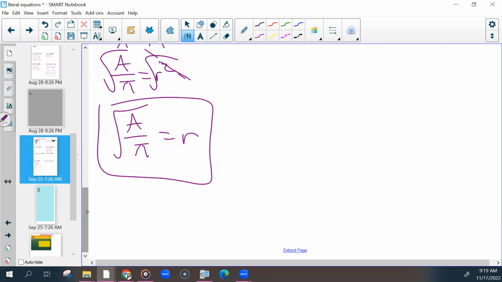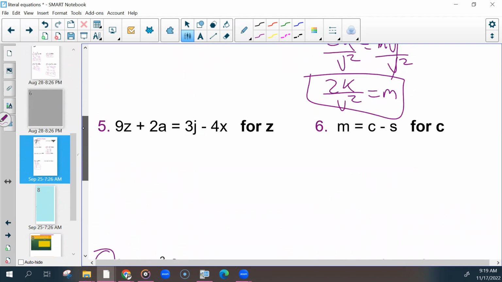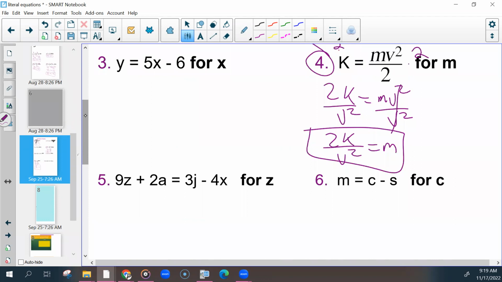Yes. So this time we were trying to get r, right? But the last time we were just trying to get m by itself. It doesn't matter if it's square. If it says v, then we have to get v.